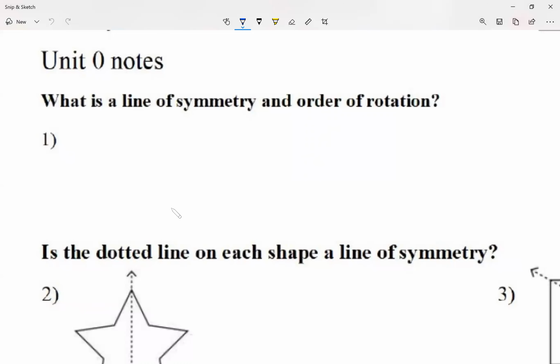So here, what is the line of symmetry? I have two questions here. The first one is, what is the line of symmetry? And then the second question is, what's the order of rotation? Line of symmetry, let me just write this thing down. Line of symmetry.